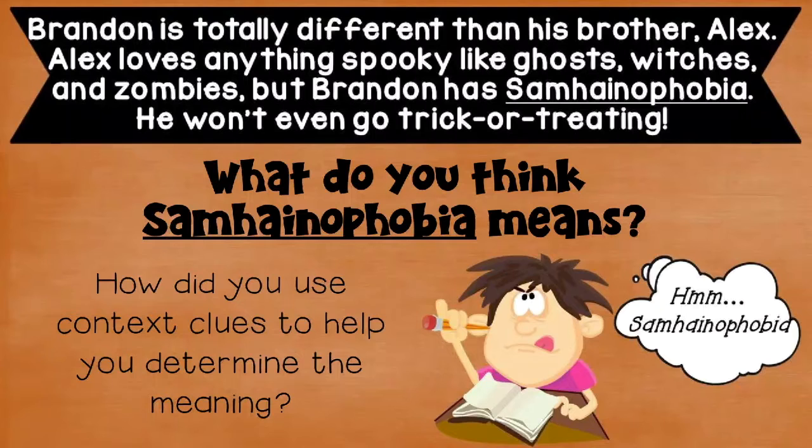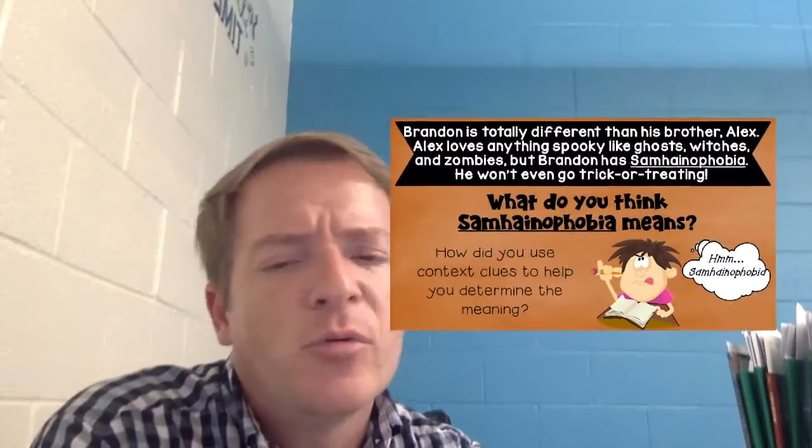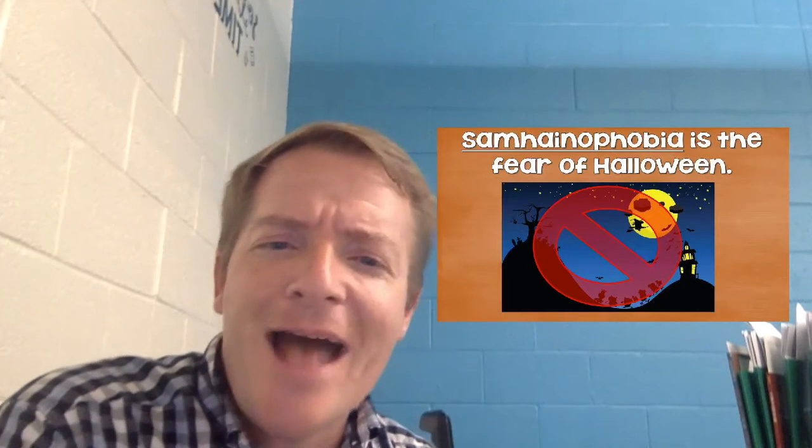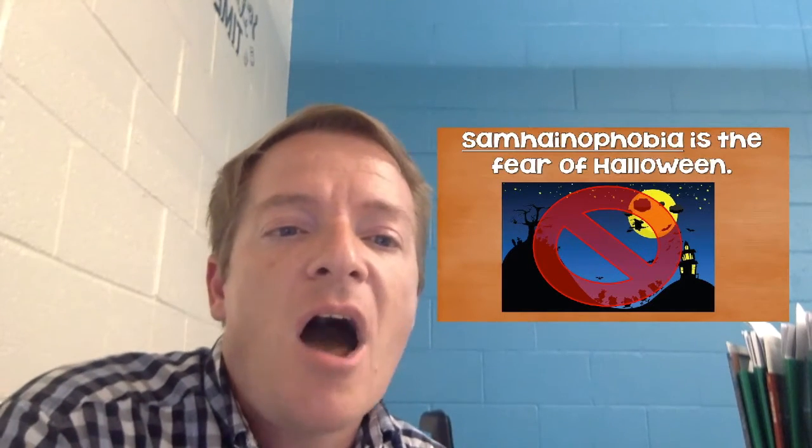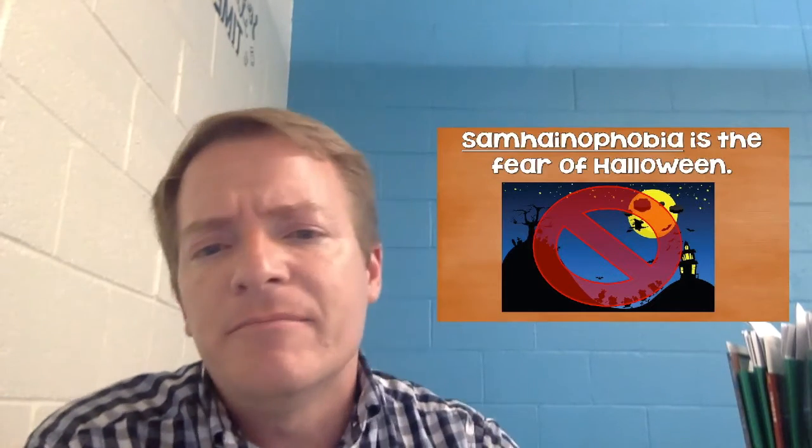He loves anything spooky like ghosts, witches, and zombies. So Alex loves all the spooky stuff. Brandon does not. He won't even go trick-or-treating. So he probably has a fear of, what do you think, scary things? Oh, he has a fear of Halloween. I didn't know that. So if we're talking about Halloween, we have witches and ghosts and things. If maybe they would have said masks, but they did give us a clue. They said trick-or-treating. So it's a fear of Halloween. Let's go to the next one.